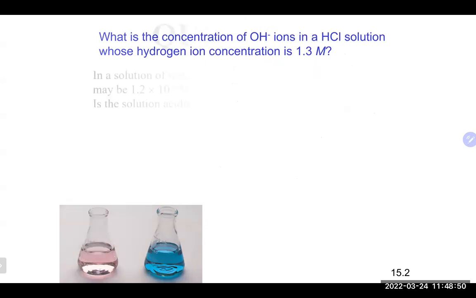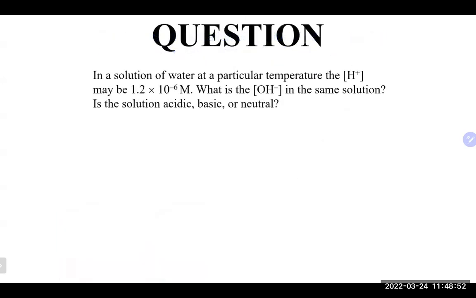Okay, let's try maybe another one here. A solution of water at a particular temperature has an H plus concentration of 1.2 times 10 to the minus 6. What is the hydroxide concentration? And again, is it acidic, basic, or neutral here? So again, we'll use our Kw: H plus times OH minus equals 1 times 10 to the minus 14.